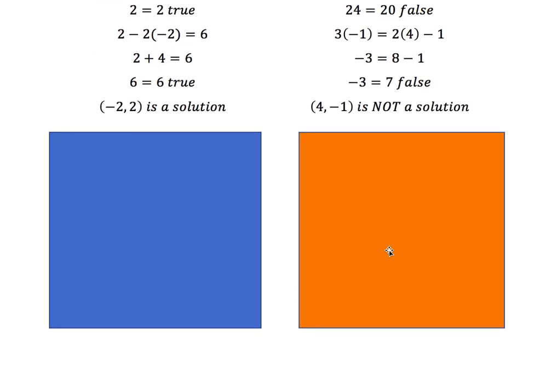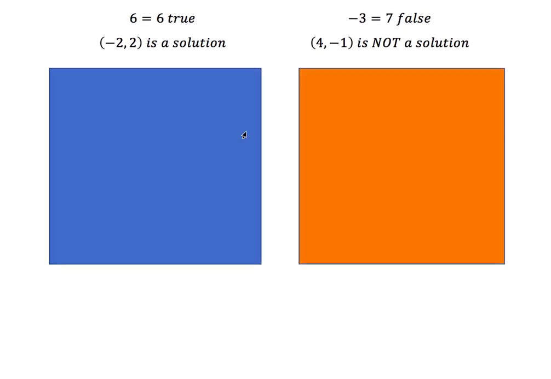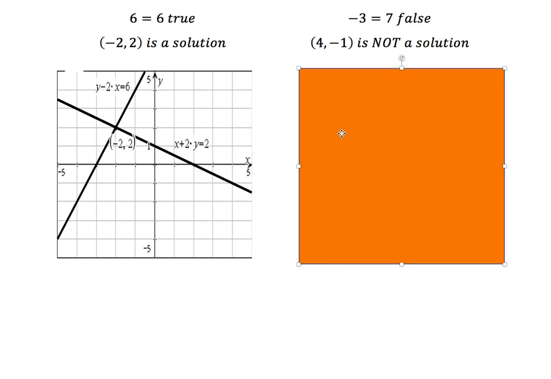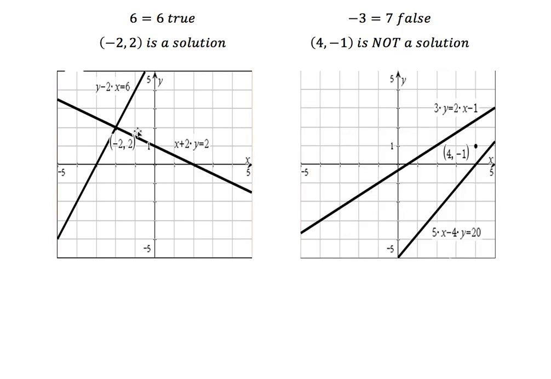If you want to check your work, you can always graph the system of equations, and on the one on the left, you notice that they intersect at the coordinates of -2, 2, so you see that that is a solution. On the one on the right, notice 4, -1 is actually down here. Sorry about that, guys. 4, -1 is down here, but neither of the graphs actually cross 4, -1.